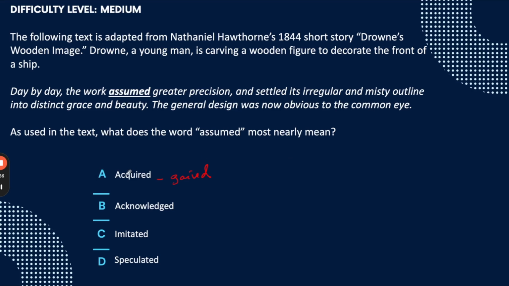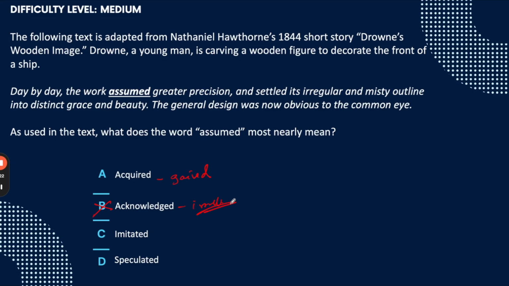Acknowledged. Now, acknowledged means something that is recognized or accepted. This doesn't make sense in the context because it doesn't fit with how a carving progresses, right? The text is about how the carving progresses. We aren't talking about its recognition here, right? For that reason, I'm going to eliminate this. This is irrelevant. It's not about getting a recognition for the whole process, it's about how it was happening.